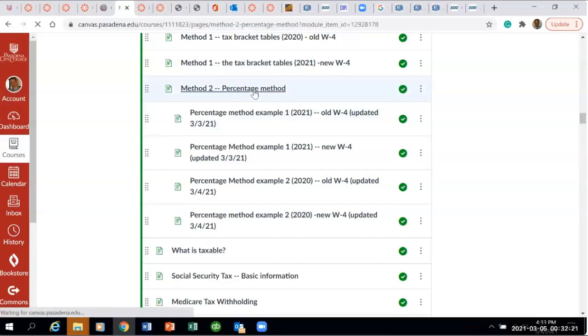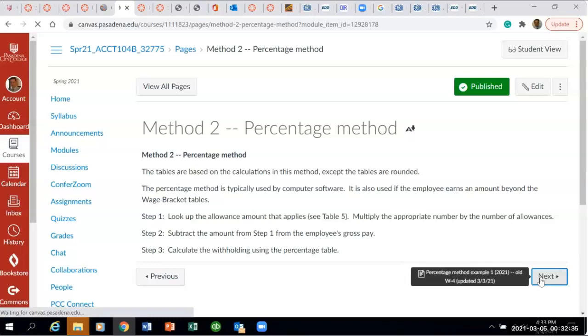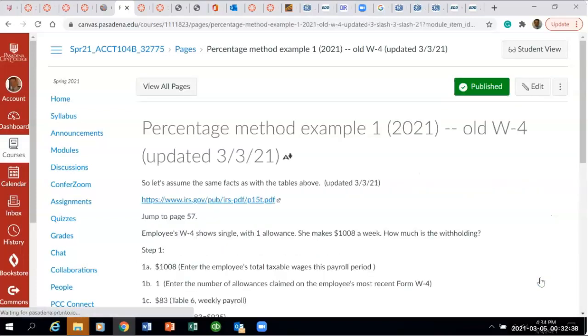Here it says, in the percentage method for federal, how you do it, but this is not clear, obviously, so it's better to have an example to understand it. I put here "updated 3/3/21" so I can remember when was the last time it was updated. So let's assume the same facts as with the tables above, which we will go back to later on.